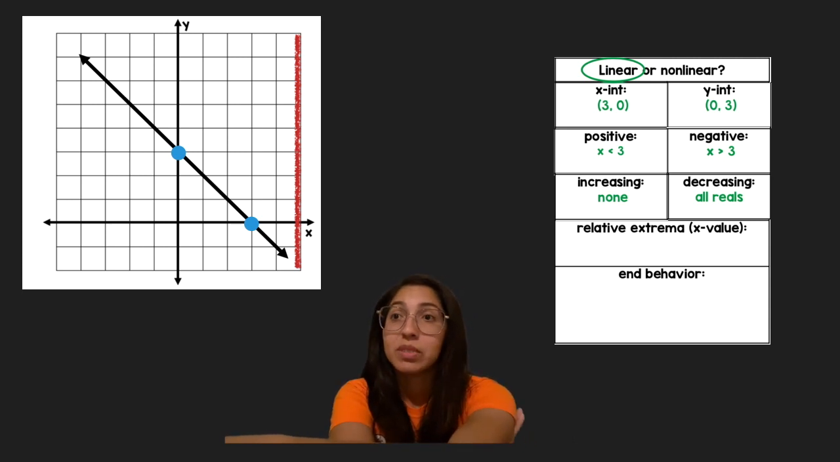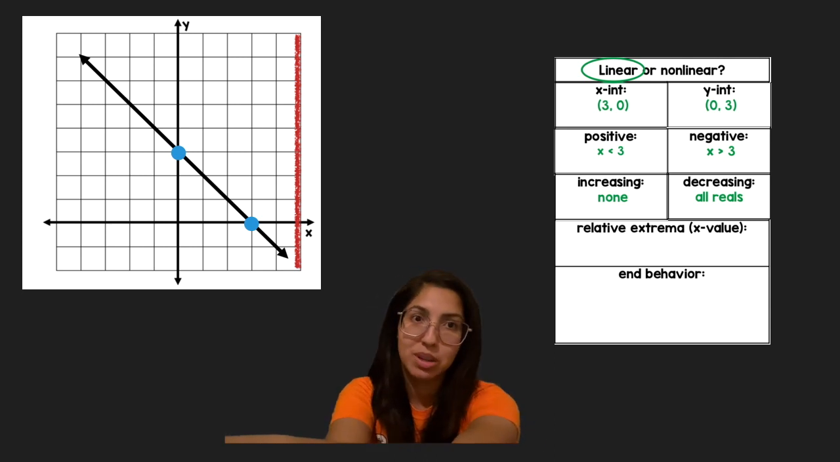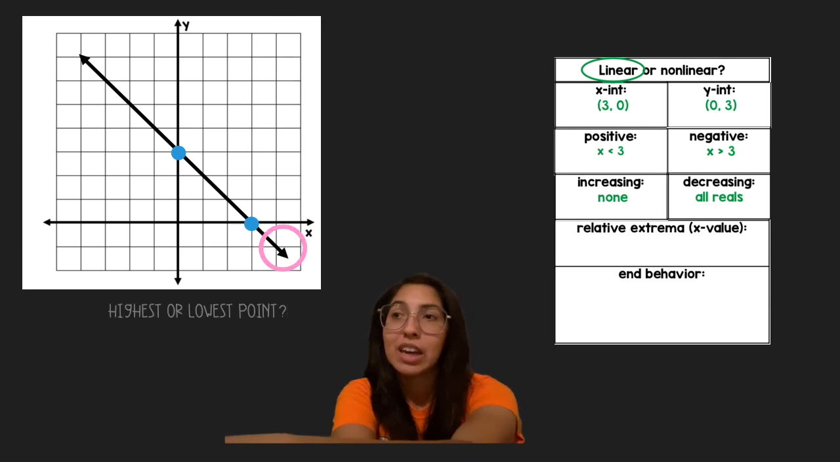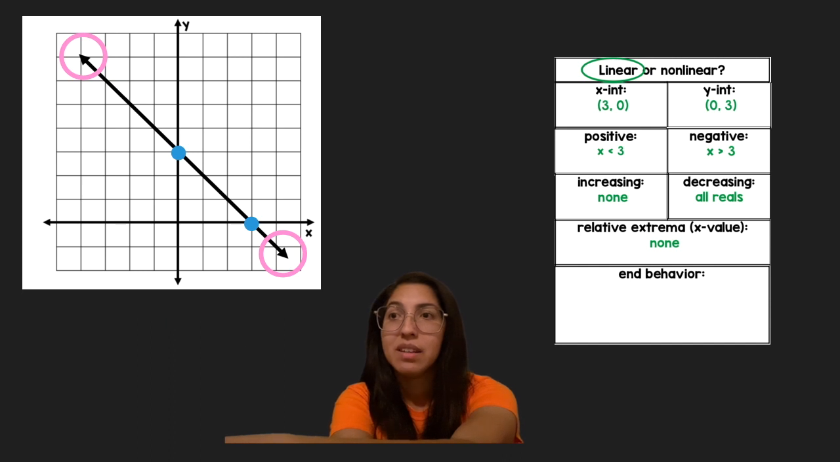So my relative extremas. Do I have a highest or lowest point? According to these arrows, I don't have a highest or lowest point. So highest or lowest point, I'm looking at those arrows. No, I don't have a highest or lowest point because those are continuing on. They're not really stopping. So again, none.